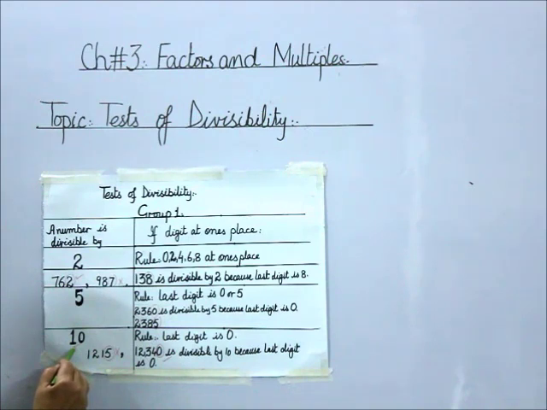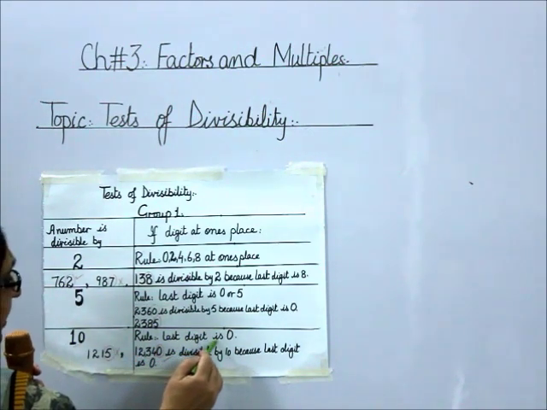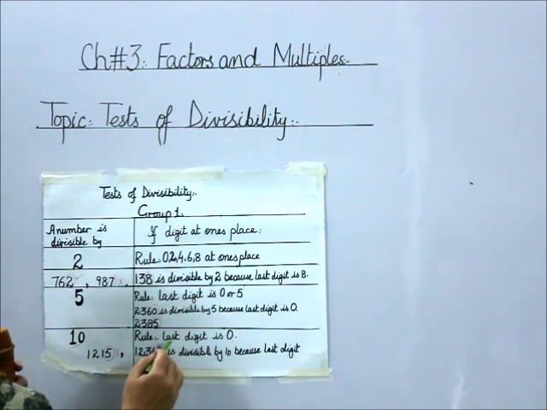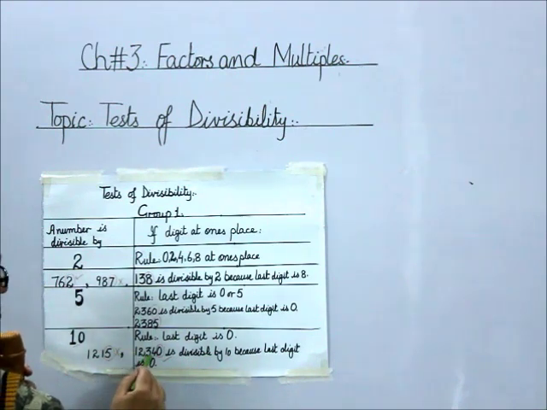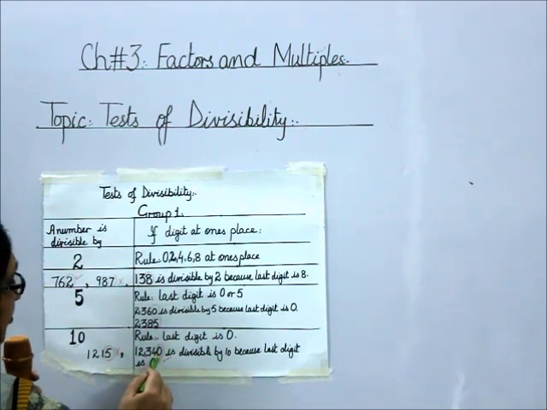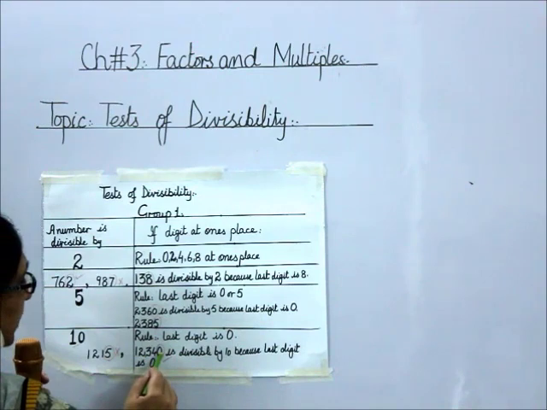Next is the rule for number 10. The last digit is 0. It means if the digit at the ones place is 0, then the number is divisible by 10. I have written 1215. You can see the last digit is 5, so it is not divisible by 10. 12,340, the last digit is 0, so the whole number is divisible by 10.